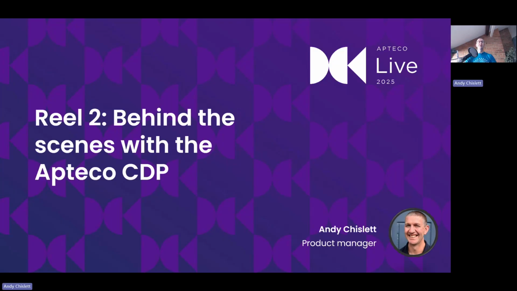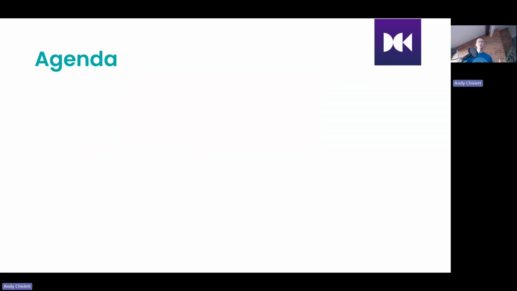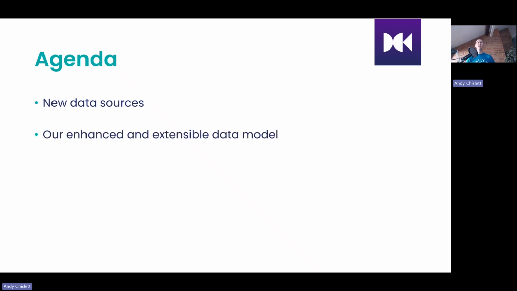So what are we going to be covering today? Well, this session is really a catch-up on the Apteco CDP with a view of bringing everyone up to date with the latest features and developments. So we'll be looking at the following topics. What's new in data sources, whether it's a new data source or a feature that's been added to existing data sources. We'll be looking at our enhanced and extensible data model. So how do we bring information into the CDP that doesn't match columns of the standard data structures? And then finally, we'll be looking at a transactional load capability.